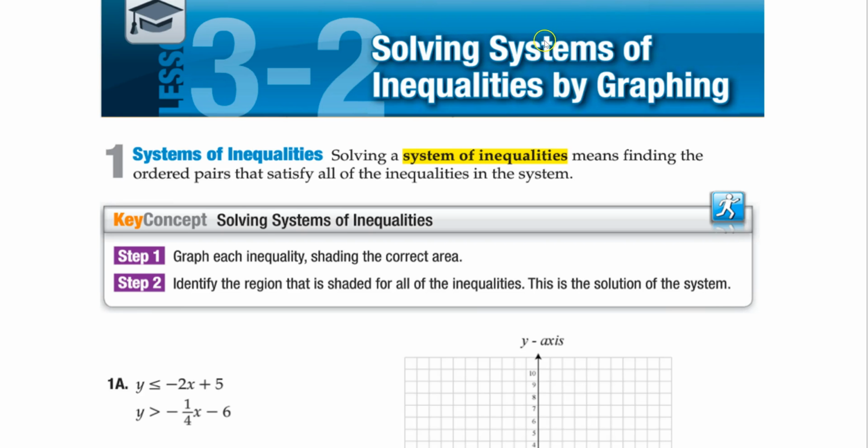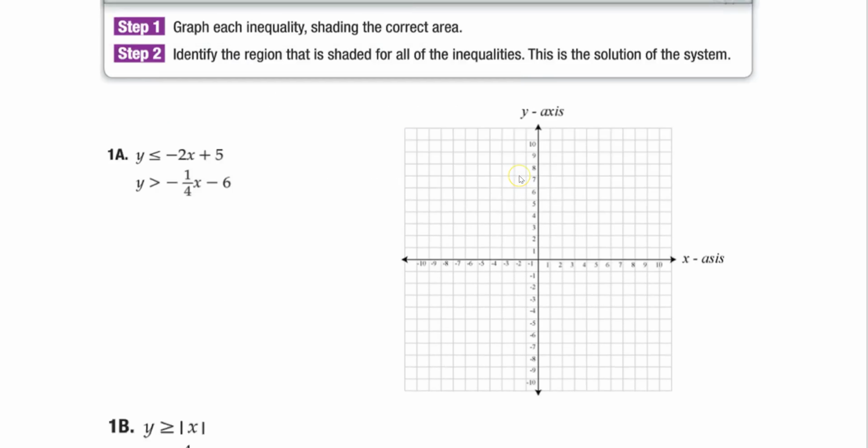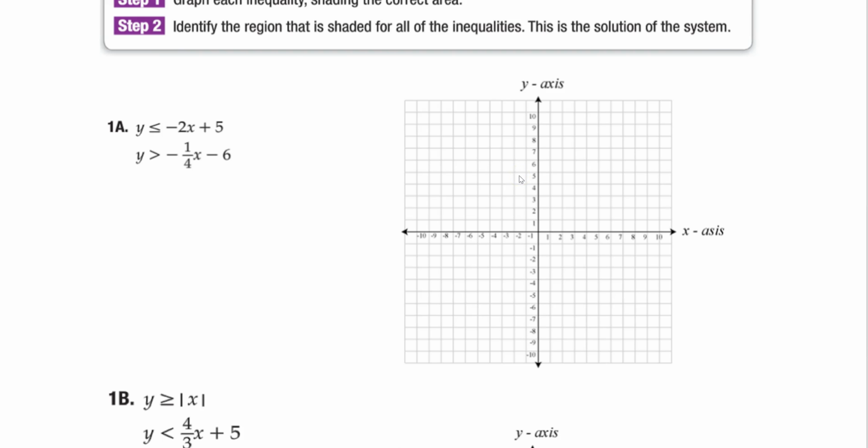3-2, solving systems of inequalities by graphing. So this is exactly what it says. We're going to solve systems of inequalities by graphing. There's actually nothing new here besides, hey, put all the ideas together and graph. So let's just do some examples. This is the best way to do this.